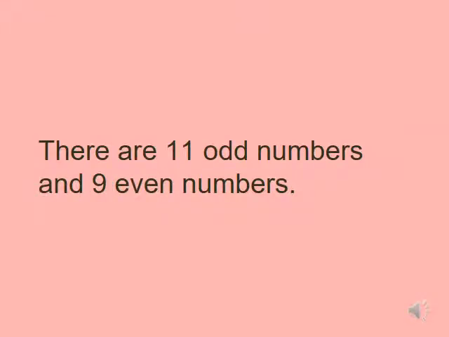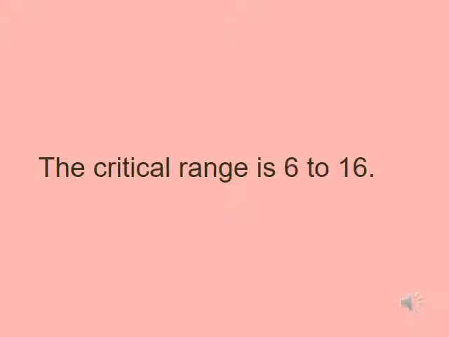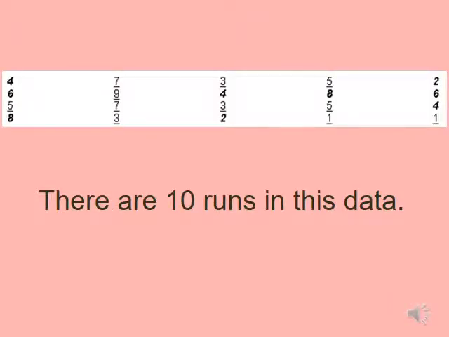It does turn out in this one that there are 11 odd numbers and 9 even numbers. And if you go to your table and you use 11 and 9 at the side and top, the place where those intersect, the 2 numbers that are there are 6 and 16. That's our critical range. In this problem, there are 10 runs of data.